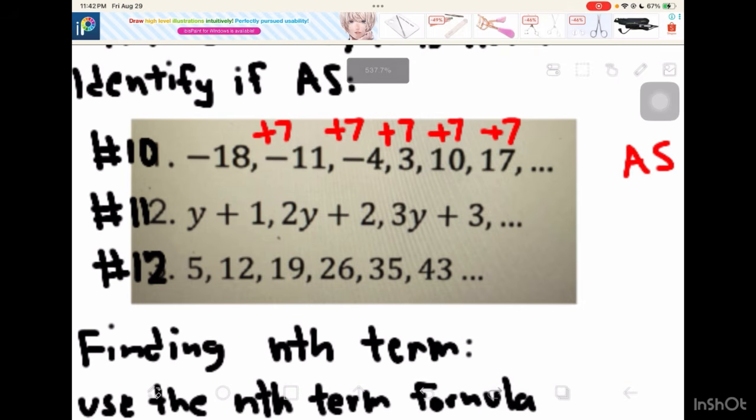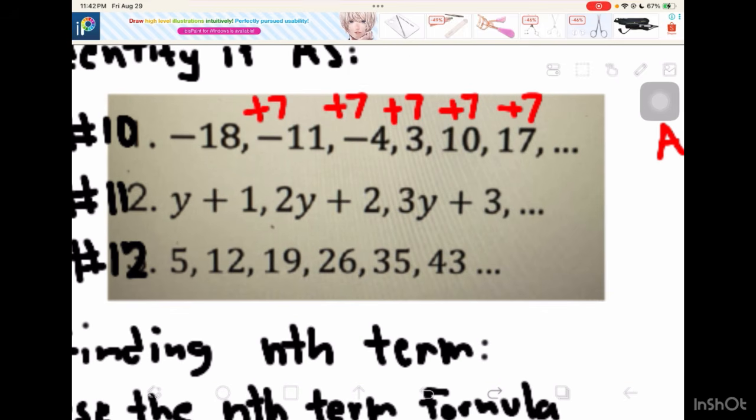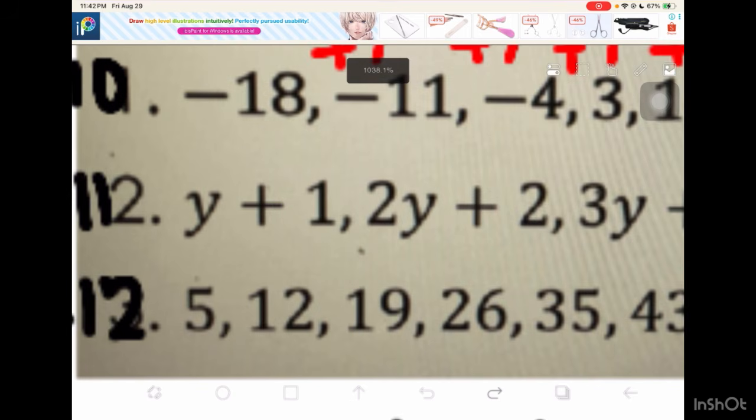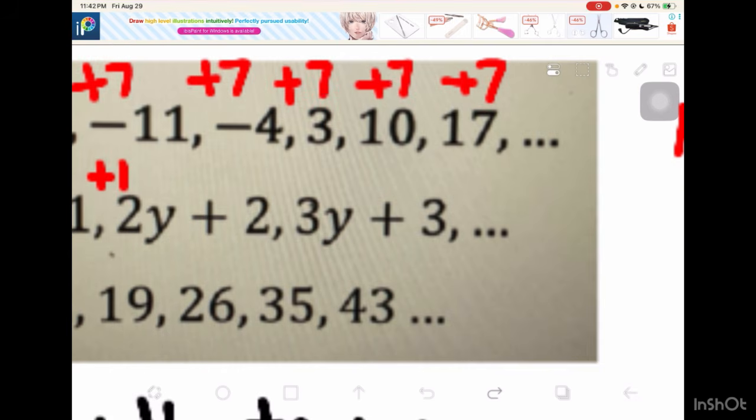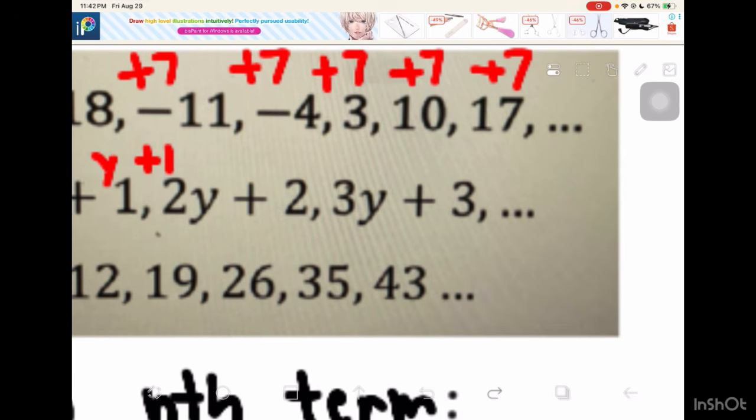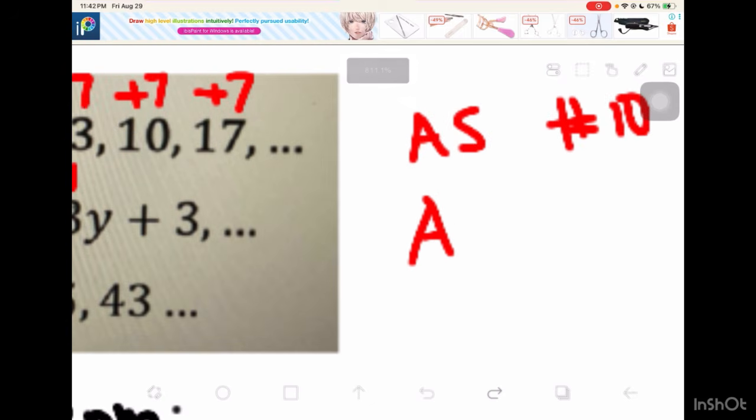And then, next one, y plus 1, 2y plus 2 minus y plus 1. So 2y minus y is just y. 2 minus 1 is just 1. So plus 1. Then 3y plus 3. 3y minus 2y is y. And then 3 minus 2 is just 1. So this is also an AS.